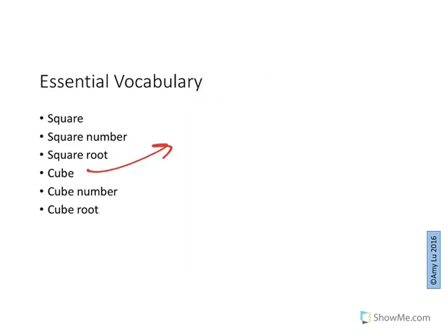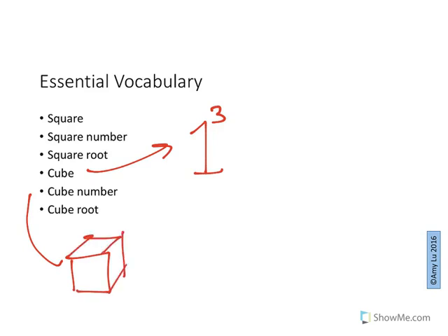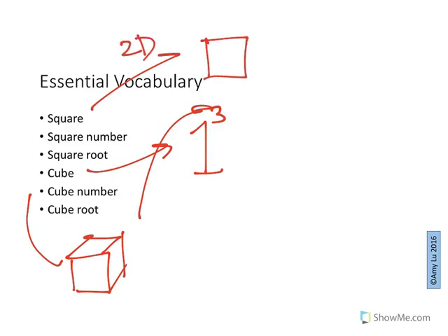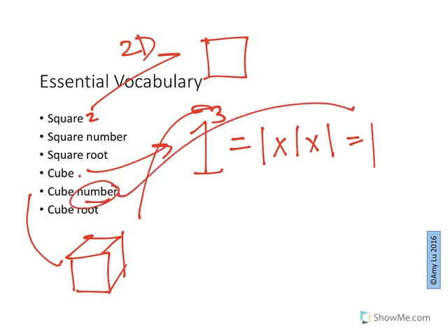Now, to cube a number simply means to take a number and put a tiny 3 in the corner. Because if you think about a cube, it's a 3-dimensional shape. So that's why we can think of it as a 3D. A square is a 2-dimensional shape, so therefore it's a 2, right? So 1 cubed means multiply 1 by itself 3 times, which just makes 1. That's what cube means. A cube number is the result of a number cubed.